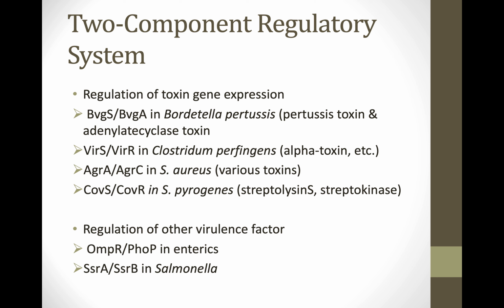So how do two-component systems regulate gene expression? What I've put here are just some examples. For example, regulation of toxin gene expression, which is quite important and helps the bacteria or the virus itself. In Bordetella pertussis, which produces pertussis toxin, this is the BvgS and BvgA system. In Clostridium perfringens, alpha toxin. This system is also in Staphylococcus aureus and Streptococcus pyogenes.